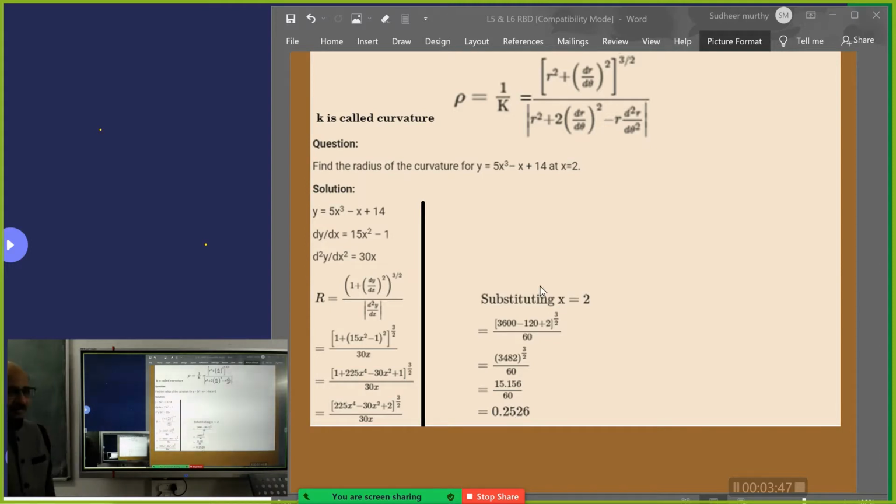Sir, if r is the radius, then 1 by r is the curvature. Only curvature, not radius of curvature. What is the curvature? You find the radius and take the reciprocal. That will give you the curvature. You will use those terms in the appropriate context, which will be more handy.